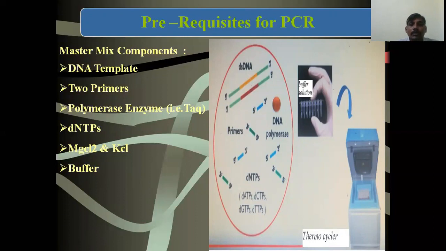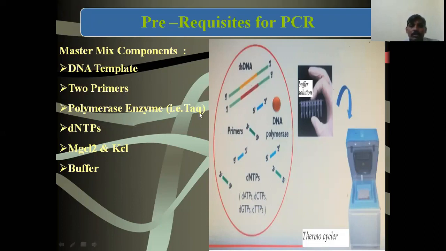What are the master mix components of the PCR? First we need a DNA template. A DNA template is nothing but whatever DNA sample you collect or isolate from a microorganism; it acts as the DNA template. A small amount of DNA collected from the microorganism should act as the DNA template. And two primers are needed: one is the reverse primer, another one is the forward primer. Third one is the polymerase enzyme.